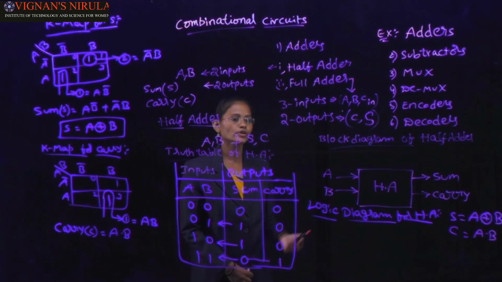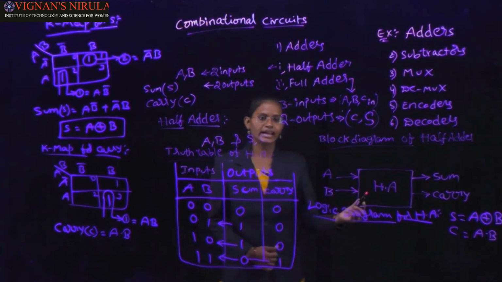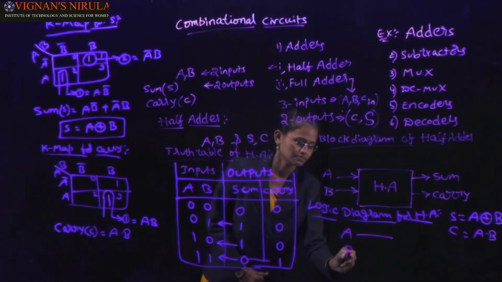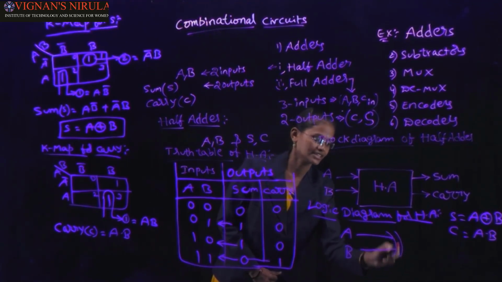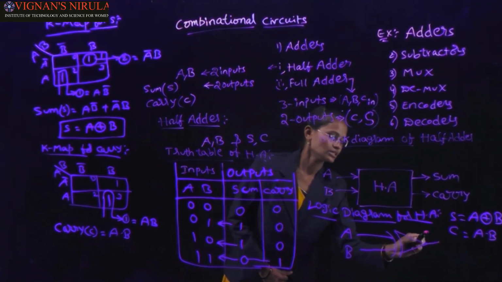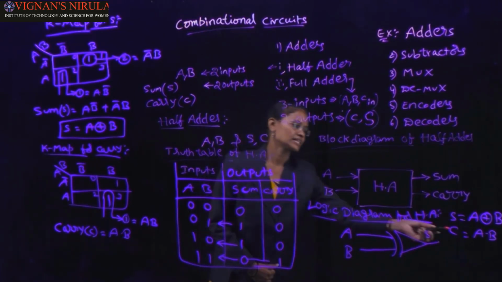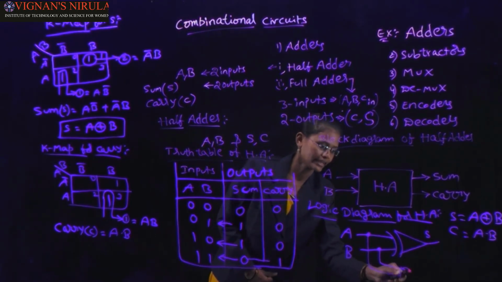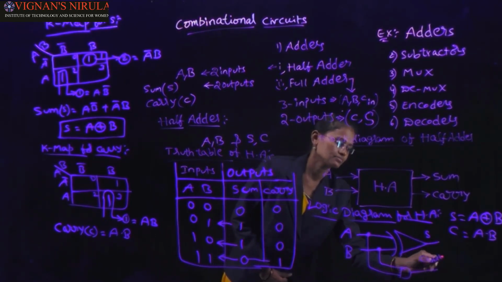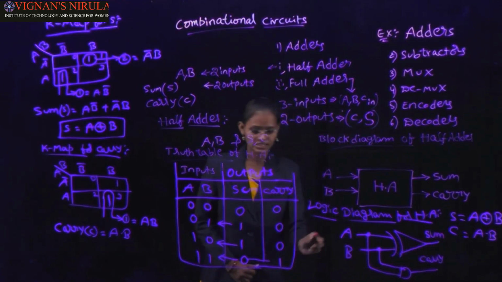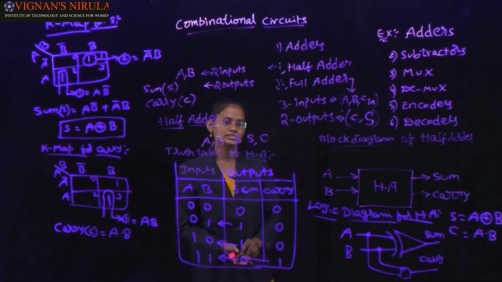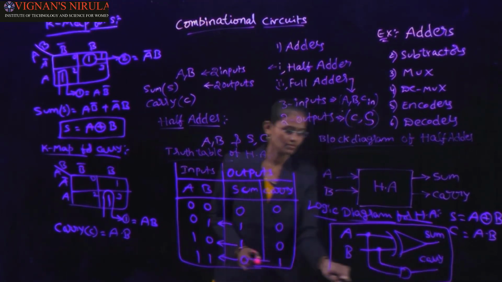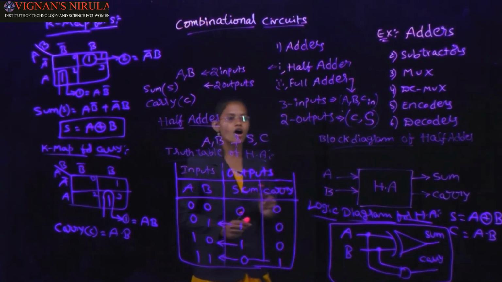In the half adder circuit we are using two logic gates: the XOR gate and the AND gate. A and B go to the XOR gate, which gives the sum output. A and B are also connected to the AND gate, which gives the carry. This is the logic diagram for the half adder circuit. This is overall about the half adder circuit.